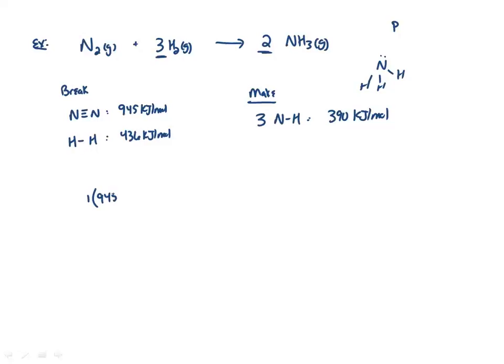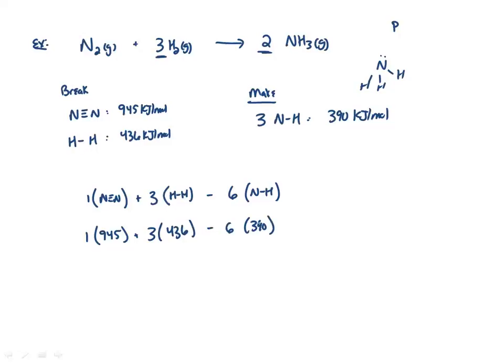of nitrogen, 945, plus 3 moles for the hydrogen. I'll just actually write it like this. That way we can at least see where the numbers are coming from. And then we subtract off 6 times that nitrogen-hydrogen bond strength. So basically it's 1 times 945 plus 3 times 436 minus 6 times 390. Again, it's all math. You guys are pretty good at math. When we end up finishing the math, we get our delta H naught of reaction equal to minus 87 kilojoules.